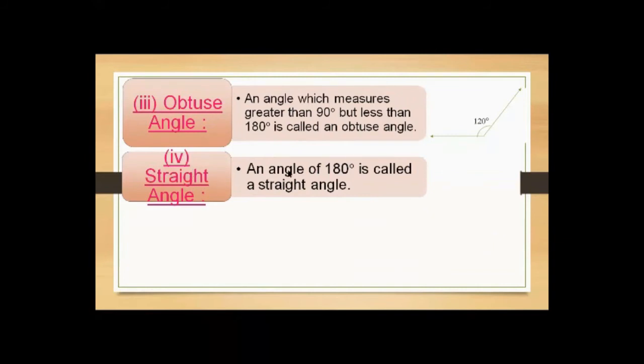Now the fourth one is the straight angle. What is a straight angle? An angle of 180 degrees is called a straight angle. How do we construct a straight angle? Just like a straight line.